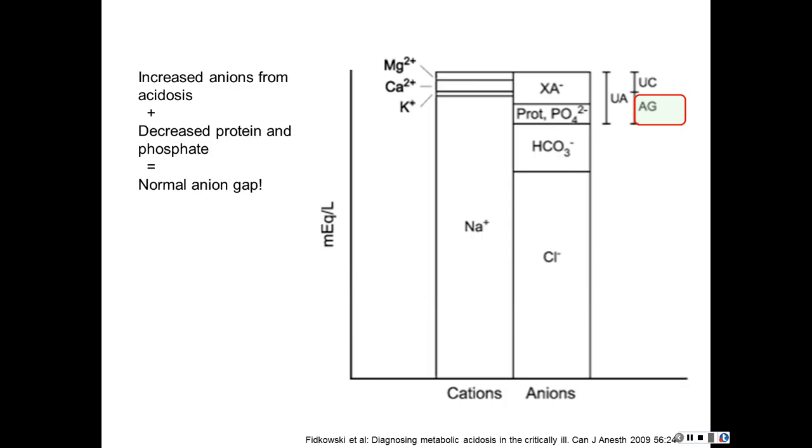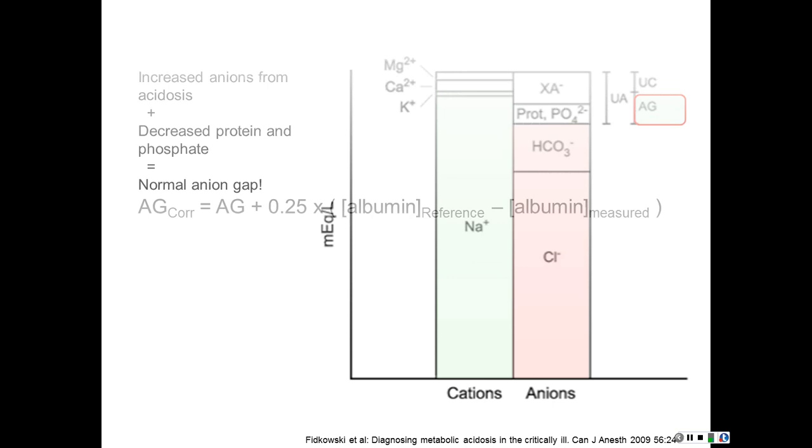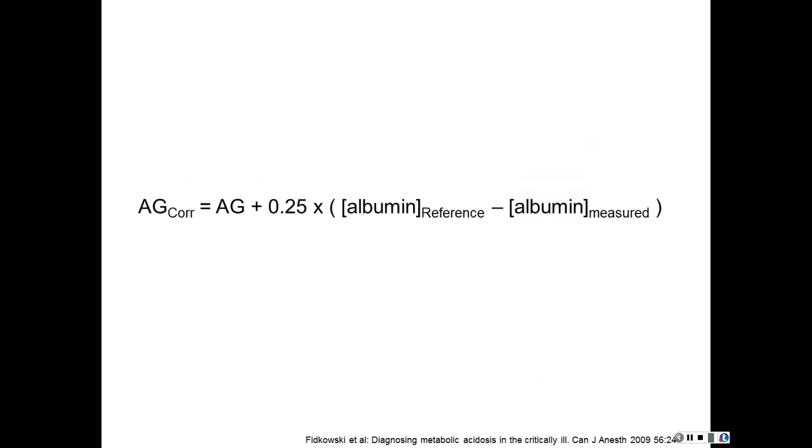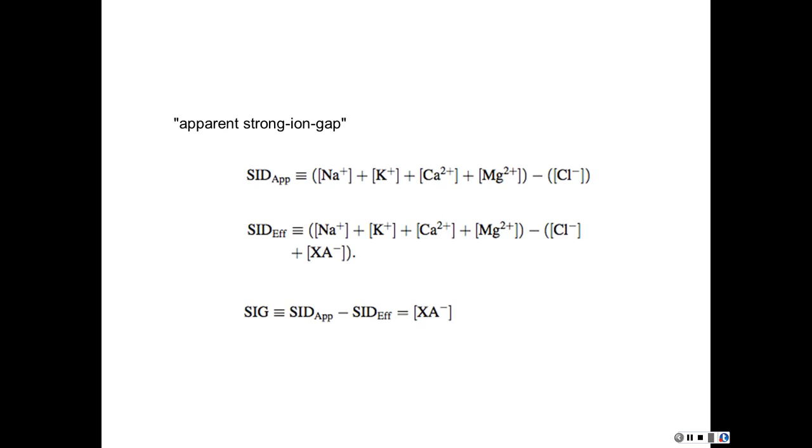So that's what he's talking about on this slide, is your protein's decreased. So if you're using anion gap, you really should be correcting your anion gap, at least for the amount of albumin, which is something that we can easily measure. And for every gram per liter change in your albumin, you want to adjust your anion gap by a quarter to get a correction.